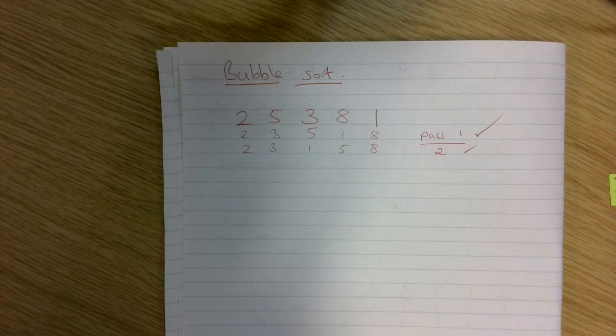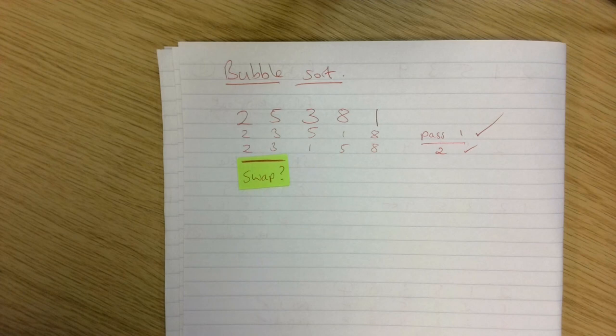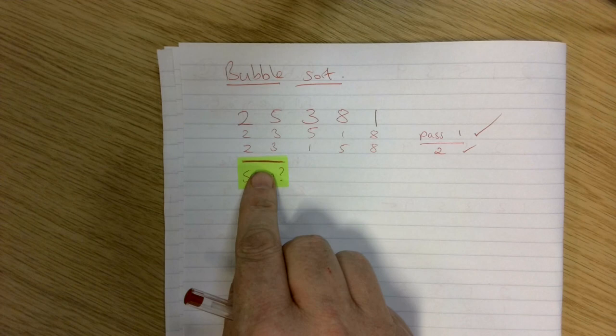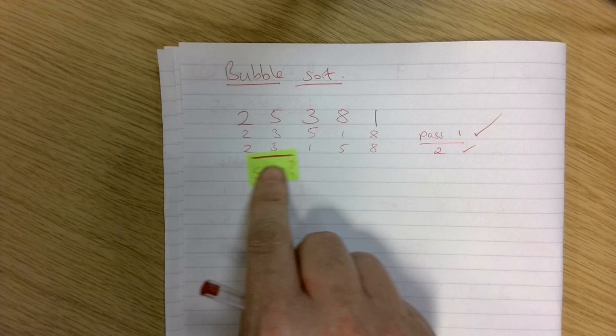Next, let's keep going. One important thing is when to stop. How do you know when you've finished? A human being would just know immediately, just glance at the numbers, they're in order, the end. But actually, a computer needs to say, do they need to swap? Do they need to swap? And there's a way a computer could decide if and when to stop sorting, and I'll tell you when we get to that point.